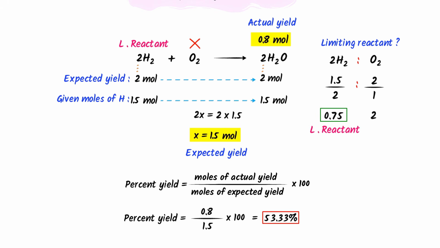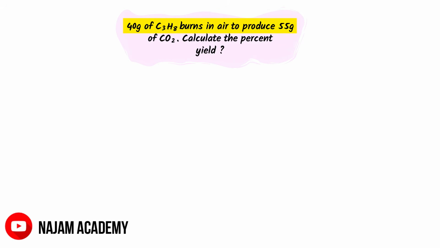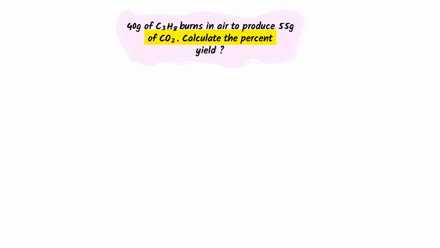Finally, let me teach you one hard level question. For example, 40 gram of C3H8 burns in air to produce 55 gram of carbon dioxide gas. Calculate the percent yield of carbon dioxide. Here, all the compounds are given in grams. Our task is to convert them into moles.